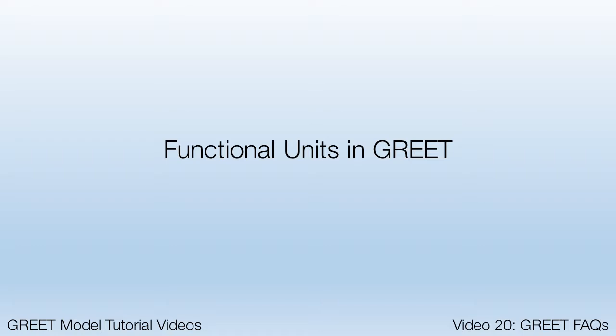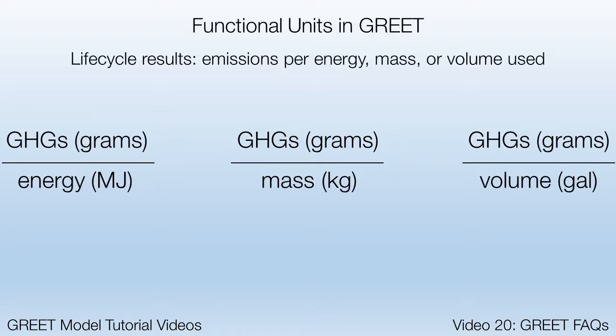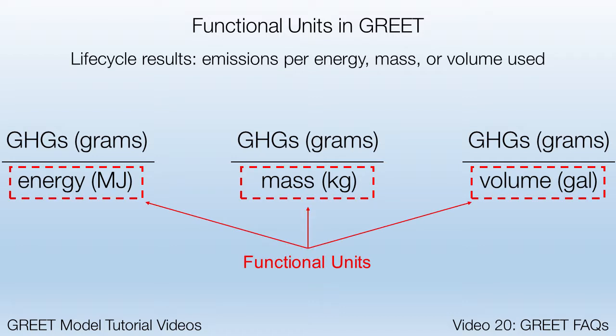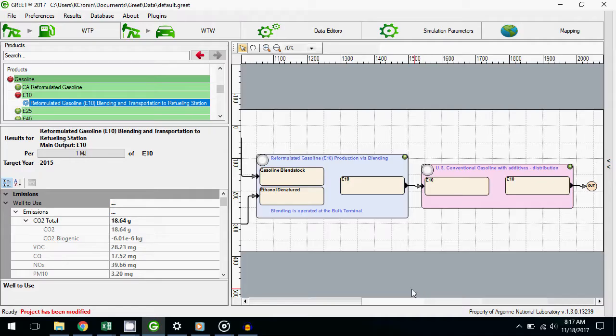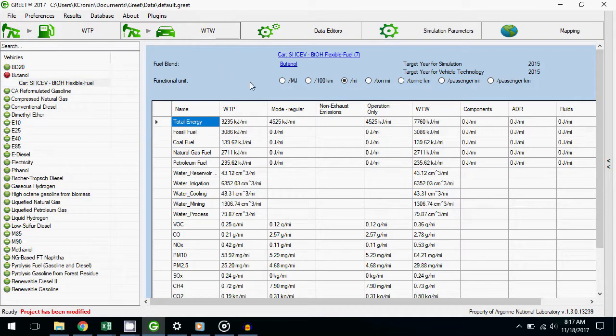In the last part of this frequently asked questions video, I want to revisit the concept of the functional unit and how it's used in GREET. If you remember, the functional unit defines the life cycle results produced in GREET. It could be a quantity of mass, volume, or energy of an output product by which all inputs used in the product's system will be reported. In the WTP pane, the functional unit is listed just above the results frame. In the WTW pane, the functional unit selector is featured just above the results table.